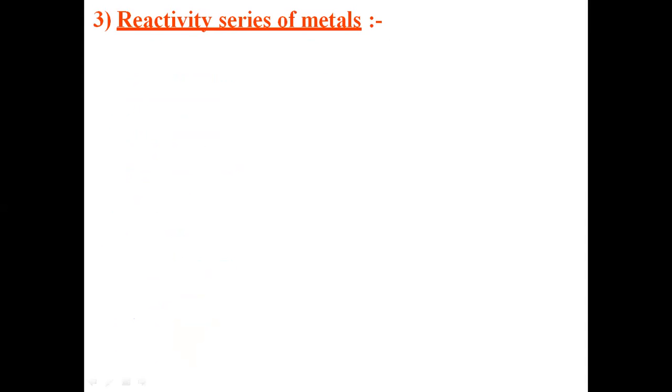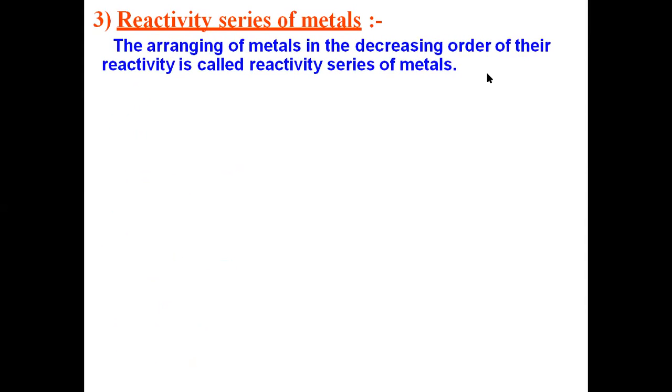The reactivity of the metals can be studied by considering a series. In the series, the metals are arranged in the decreasing order of reactivity, which means the more reactive metal will be kept at the top, and as the list goes down, the reactivity of the metal goes on decreasing.